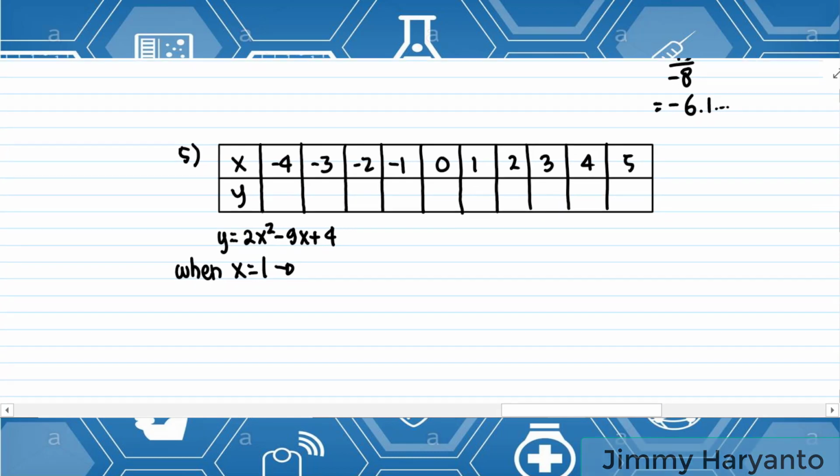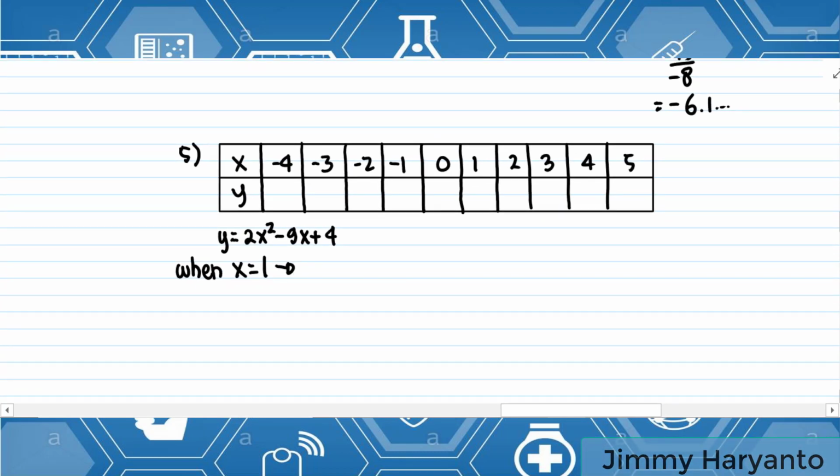For this one, I have to calculate the values of y. How to calculate it? Of course, input x into the question. The question is y equals 2x squared minus 9x plus 4. So I choose x equals 1, and y will be 2 times 1 squared minus 9 times 1, plus 4. The result will be negative 7 plus 4, negative 3. So this one will be negative 3. And then you do the same for the rest of the values of x, and the result will be like this.